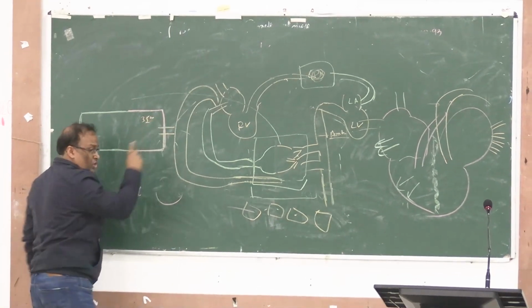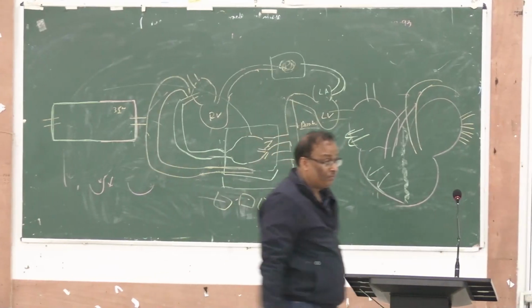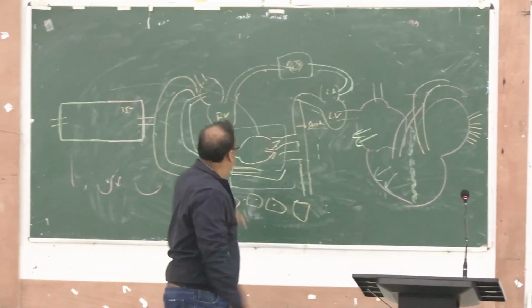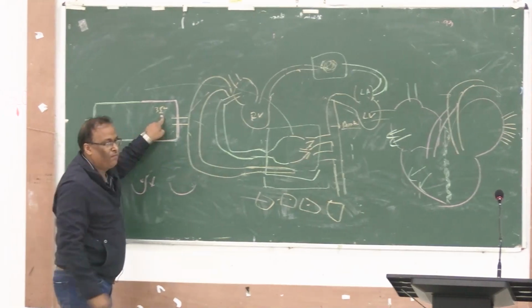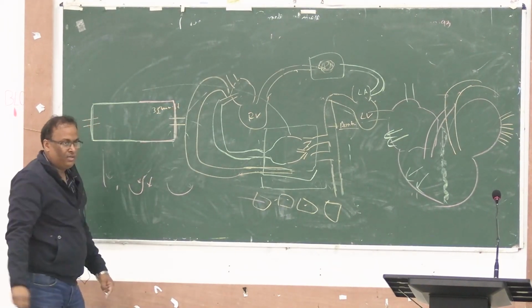But here it is not called blood pressure. It is called hydrostatic pressure. So this is your hydrostatic pressure, that is 35 millimeters of Hg at the arterial end, right?